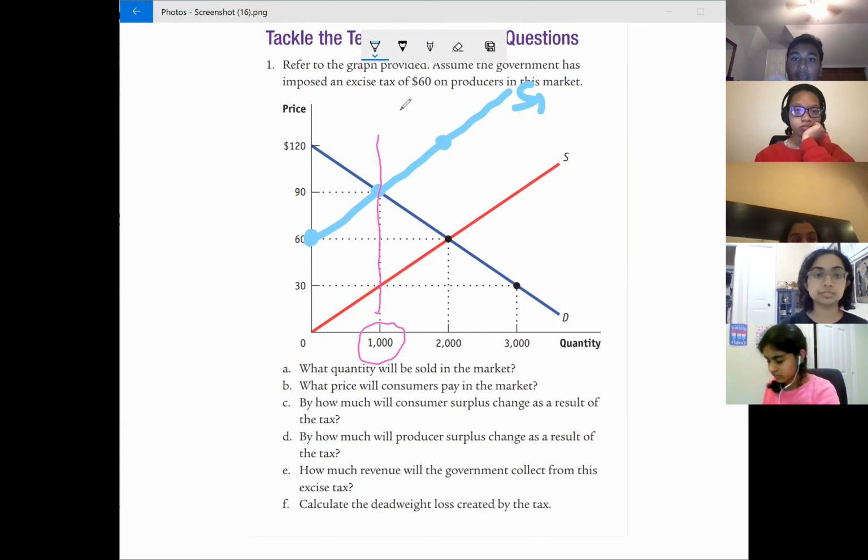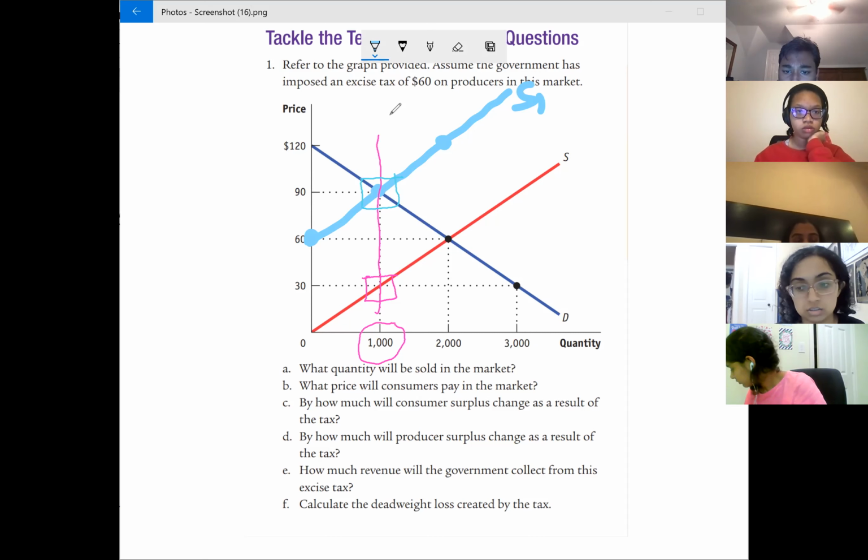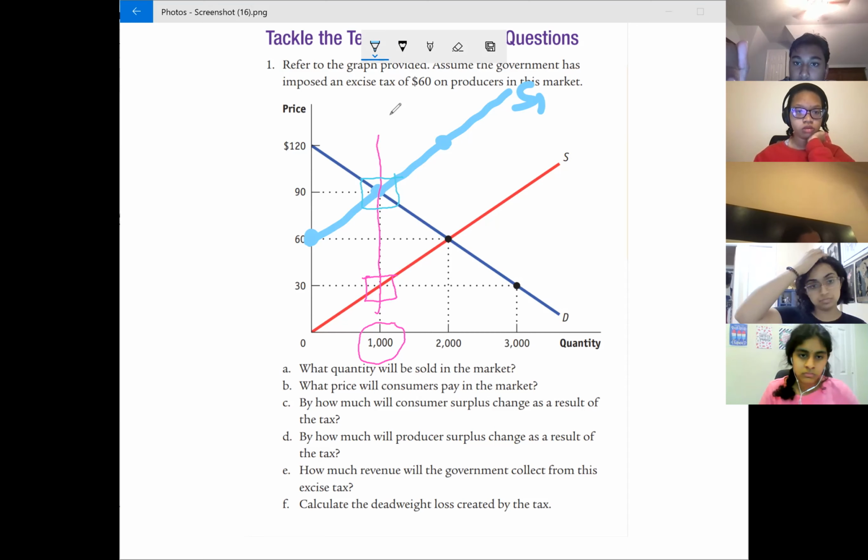And then what price will the consumers pay? So in this situation, you just have to check where the consumers are paying. So on the demand line. So they are going to be paying this amount, which is $90. And producers are going to be selling it at this amount, right? So $30.